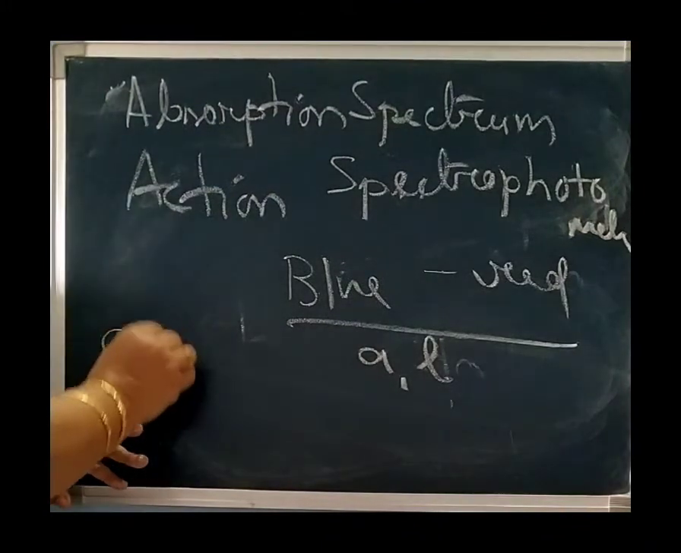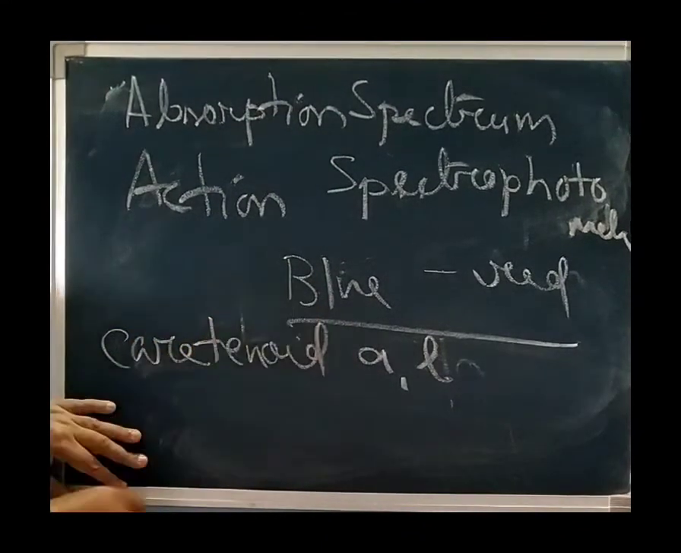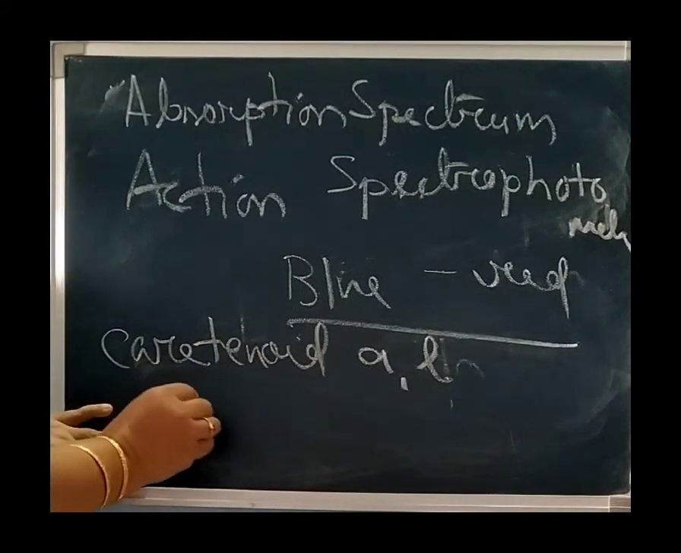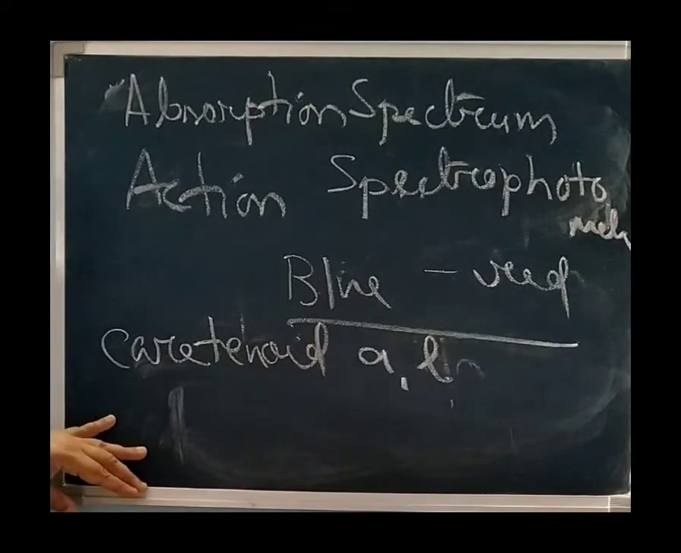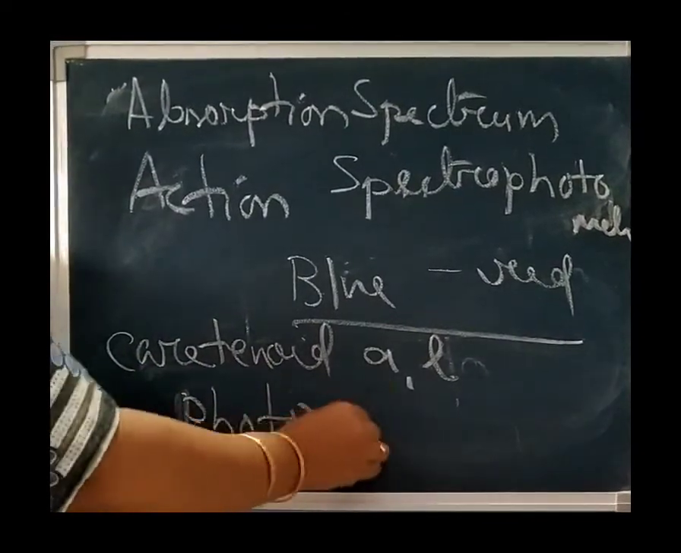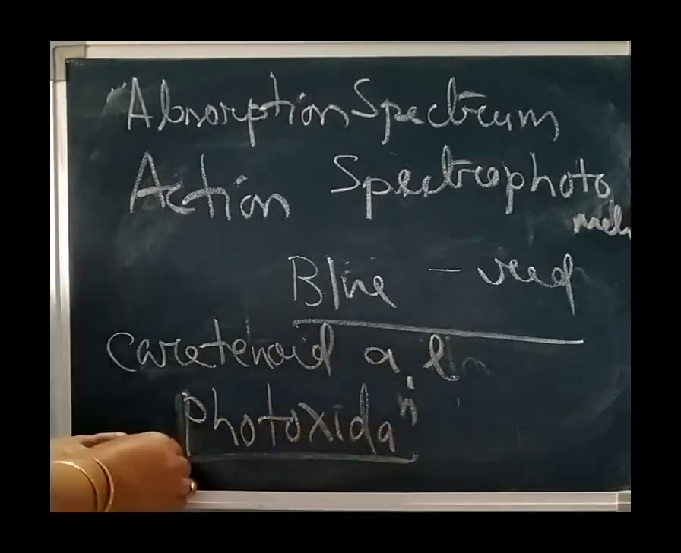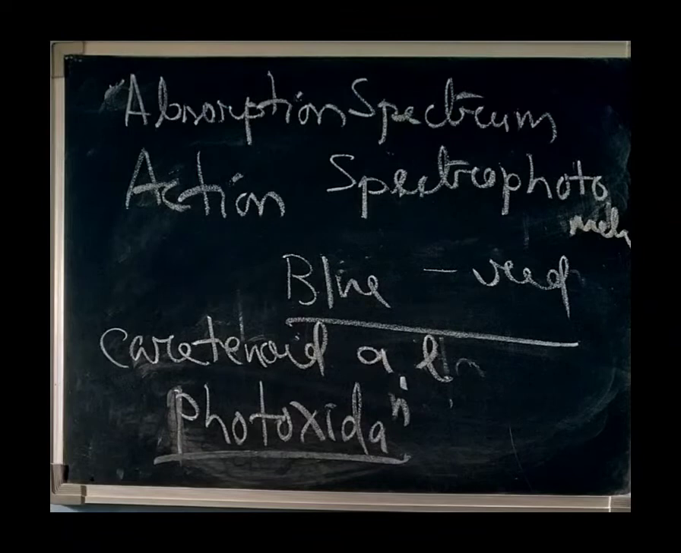Now there are the carotenoids and xanthophylls. Because of the carotenoids and xanthophylls present in the reaction center, photo-oxidation never happens. Due to this, chlorophyll A will not fade. So carotenoids function as accessory pigments.